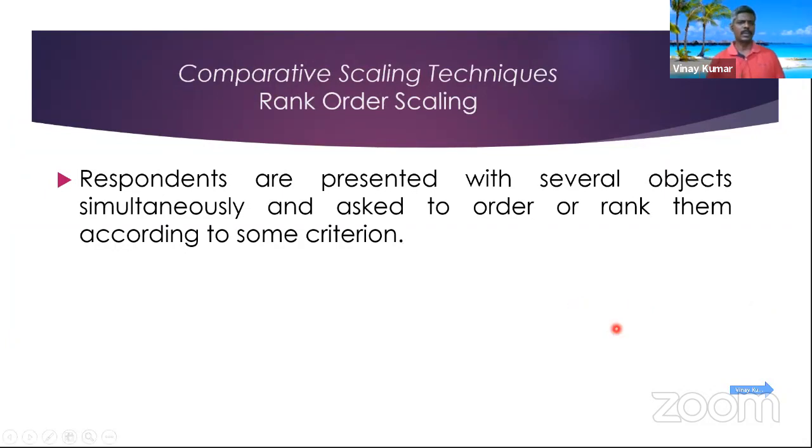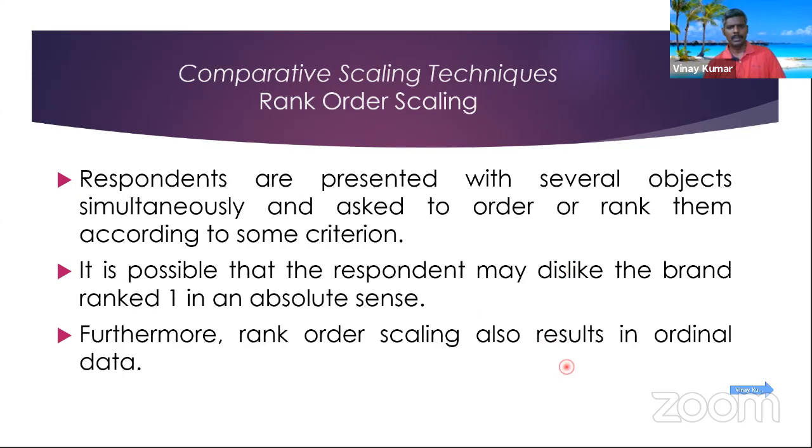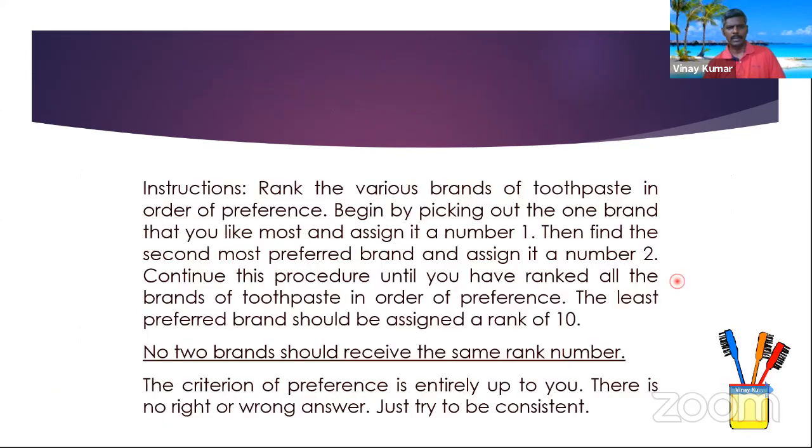This we have already understood in the previous slides. Here, the respondents are presented with several objects, just like in the paired comparison. Respondents are presented with several objects simultaneously, and they are asked to order or rank them according to some criteria. As simple as that. For example, let me show an example here.